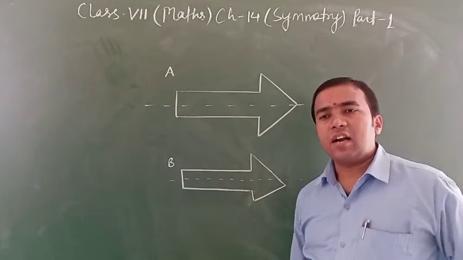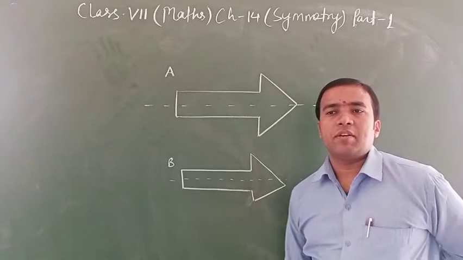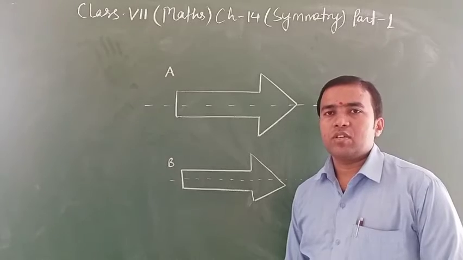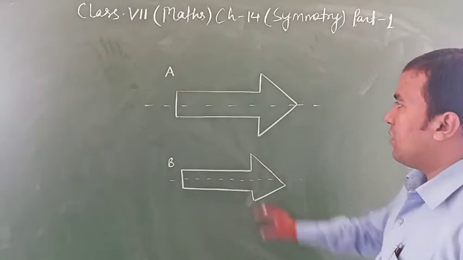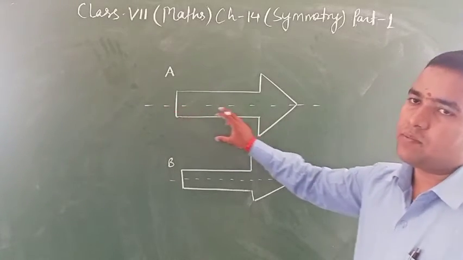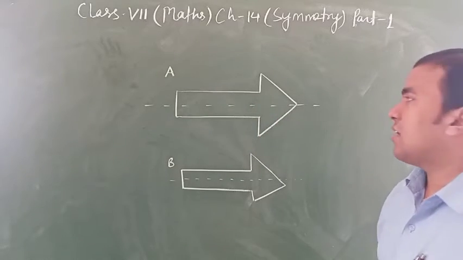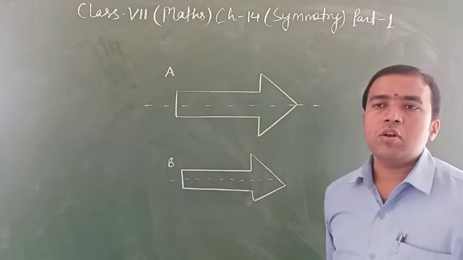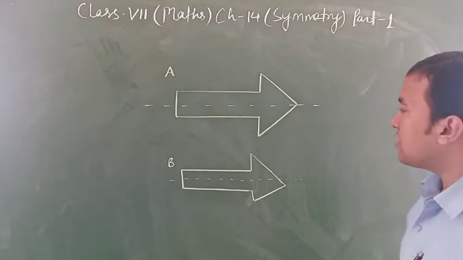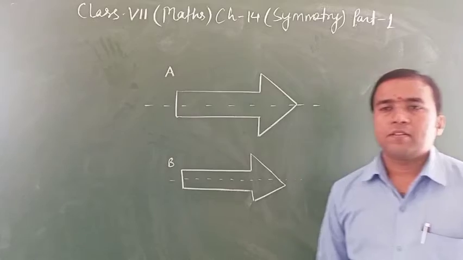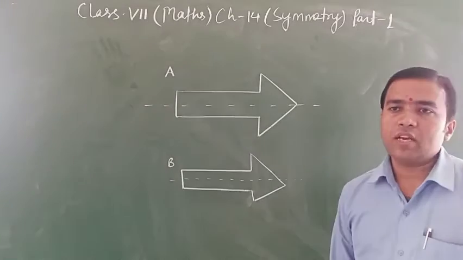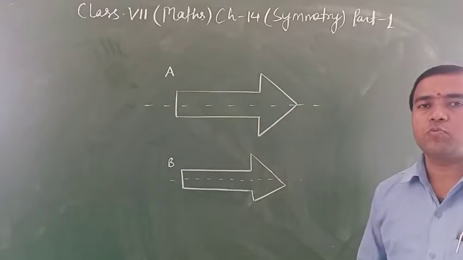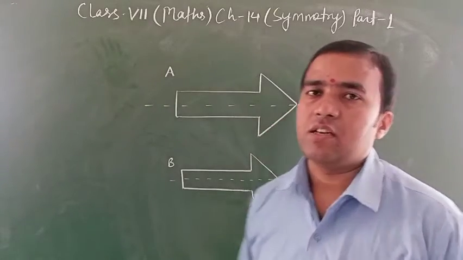These parts are said to be symmetrical to each other. Okay, students, I hope you understand line of symmetry. Line of symmetry means any line splitting a shape into two parts such that the two parts are the same is called a line of symmetry. These parts are also said to be symmetrical to each other.